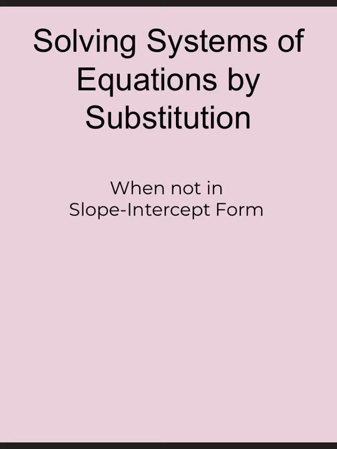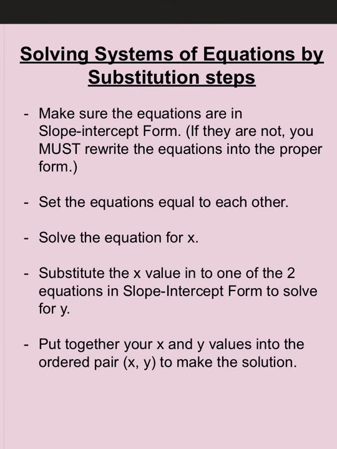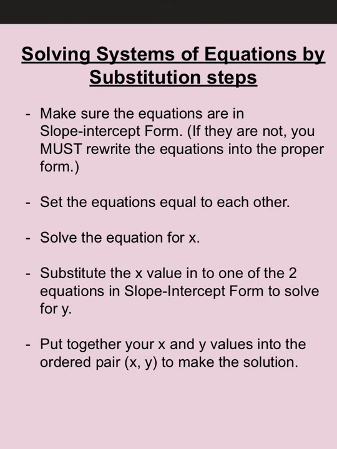Solving systems of equations by substitution, this time when they are not in slope-intercept form. So let's take a look at these steps, which are basically the same as what you've done. The only difference now is, like the other day, you had to make sure the equations are in slope-intercept form. But now if they are not, which you will see today, you must rewrite the equations into the proper form.